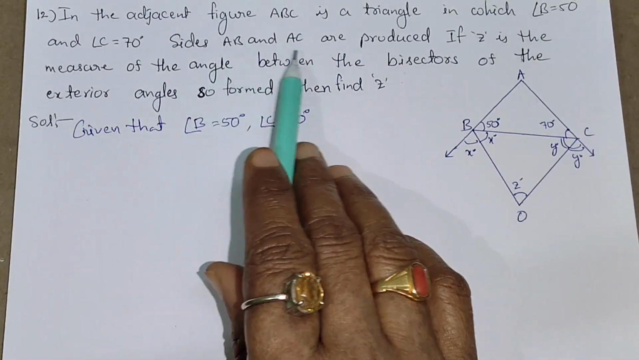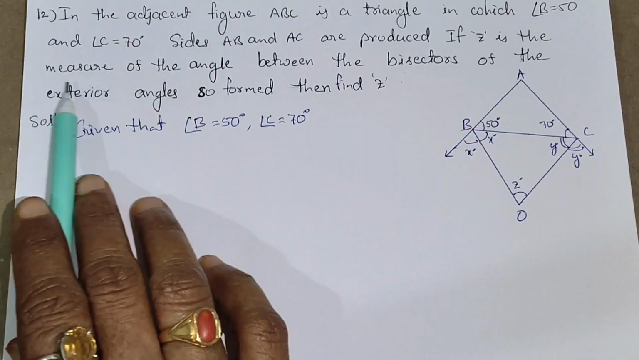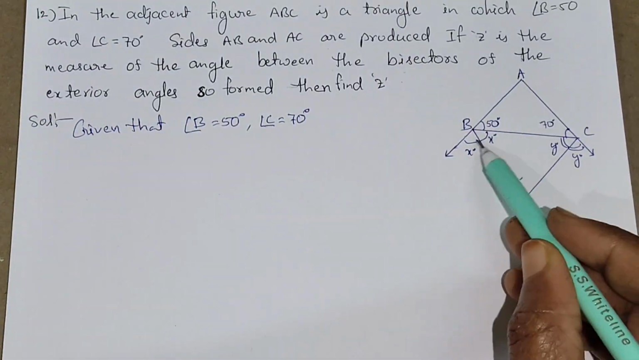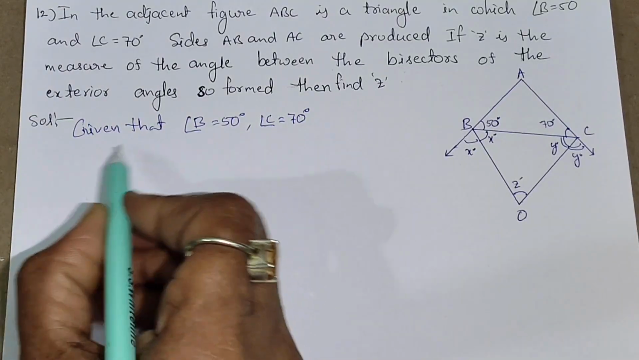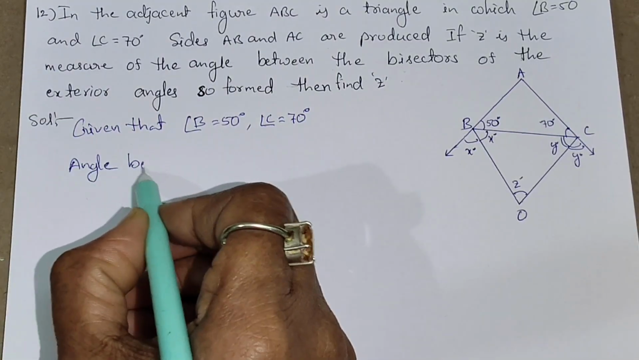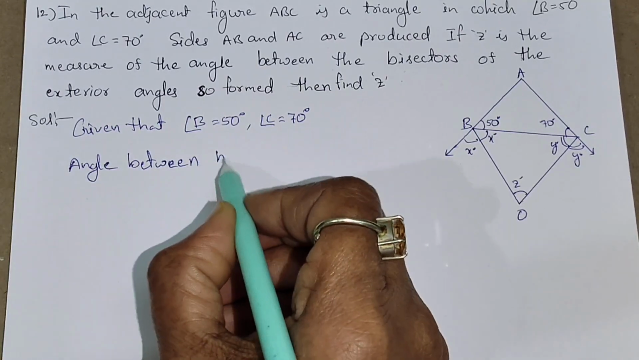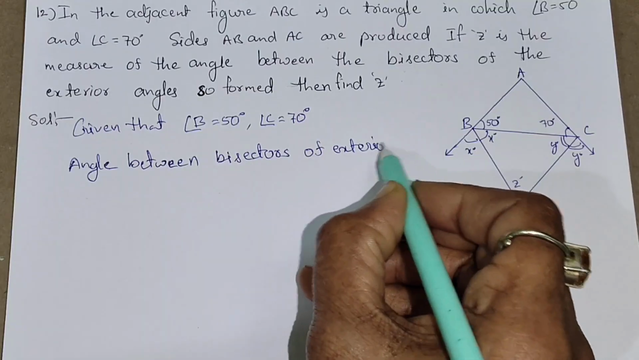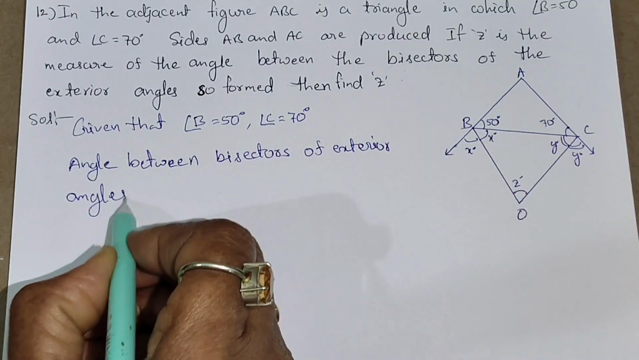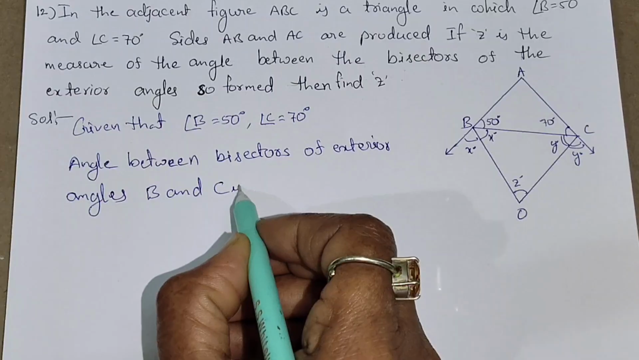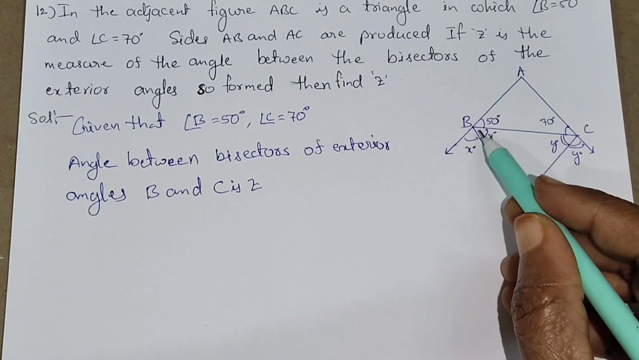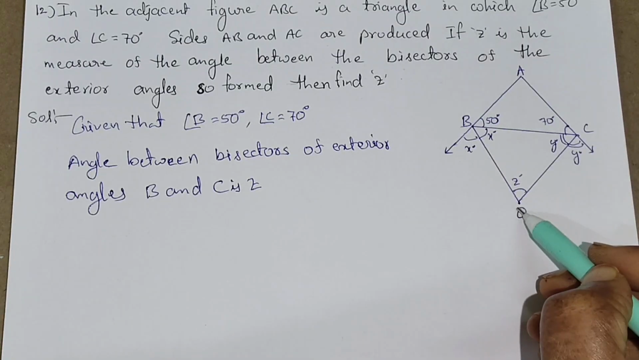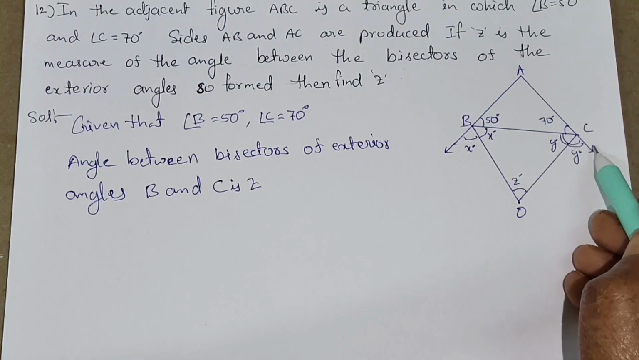Next, sides AB and AC are produced. If Z is the measure of the angle between the bisectors of the exterior angles. Here these two angles are bisected. So the angle between the bisectors of the exterior angles B and C is Z. Here the exterior angle of B is bisected by OB. Next, the exterior angle of C is bisected by OC. So these two angles are equal, and these two angles are equal.